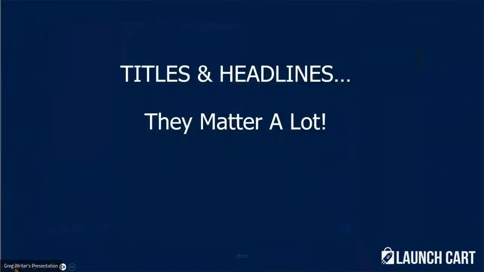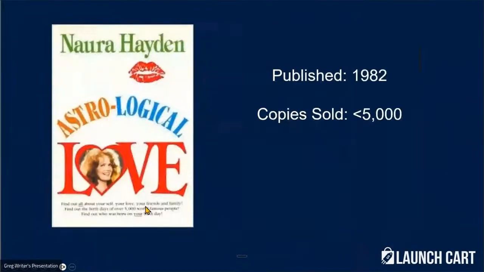Titles and headlines, they matter a lot. I don't know if anyone's old enough to remember this book by Nora Hayden, Astrological Love, right? This was published in 1982. I was 20 years old, and they sold less than 5,000 copies.